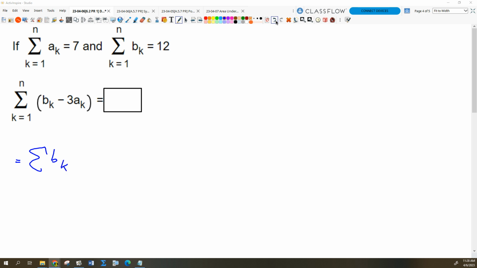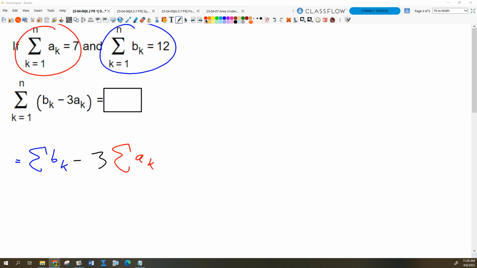Sum of, I'm just going to do that instead of writing everything else. That just means this, how about? Okay, so the sum of b sub k minus 3 times the sum of a sub k, which just means all that stuff. So what's that? 12 minus 3 times 7, right?